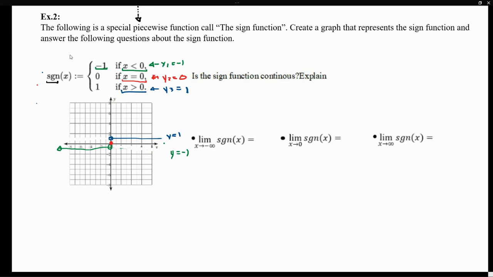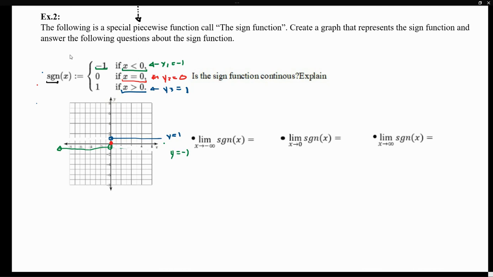So this is a visual representation of what we call the sign function. And the reason why we call it the sign function is because notice that whenever we have a negative x value, your output is always negative 1. Whenever we have a positive x value, your output is positive 1. And whenever we have an x value of 0, your output is 0. So therefore, it just gives you the sign of the input. Positive, positive 1. Negative, negative 1. 0, it is 0. So let's try to answer these questions.